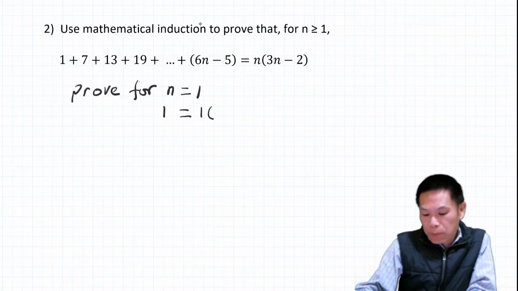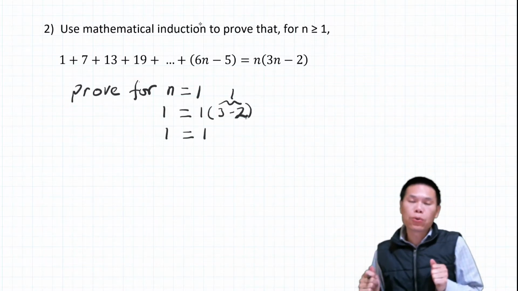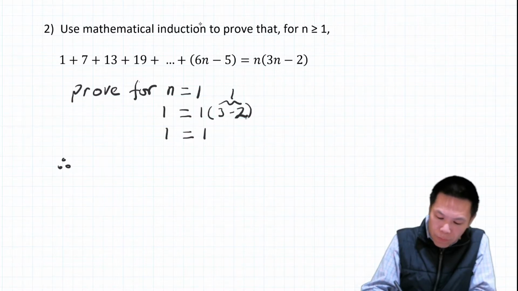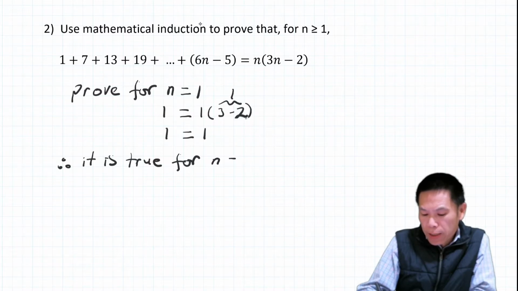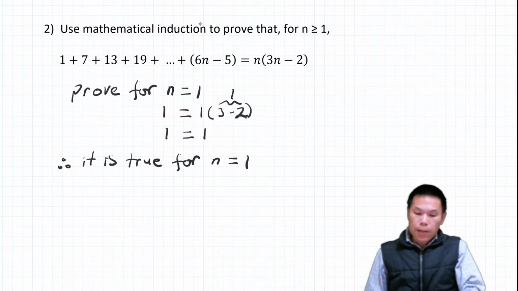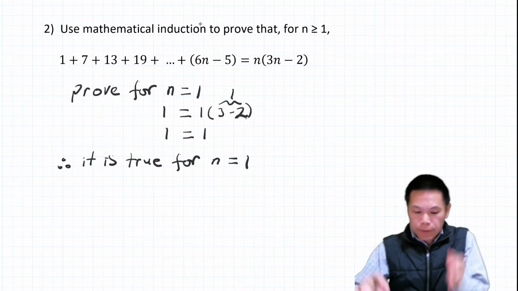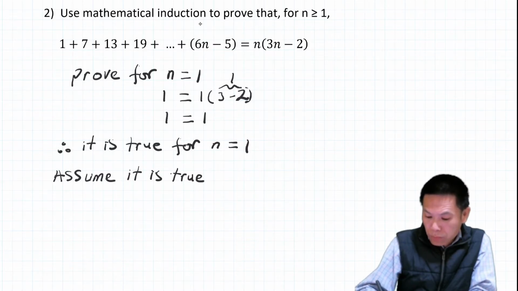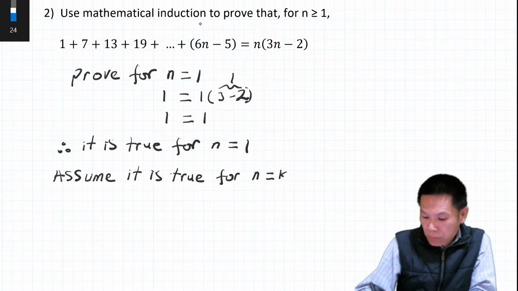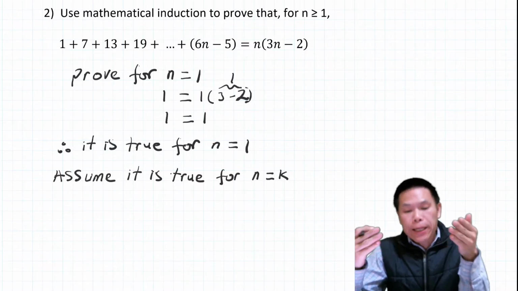So 3 times 1 is 3, so that gives me 1. So 1 times 1 is 1. So therefore 1 is equal to 1. So we write therefore it is true for n is equal to 1. Then the next step is we assume that it is true for n equal k. So this means that we just replace the statement with k.